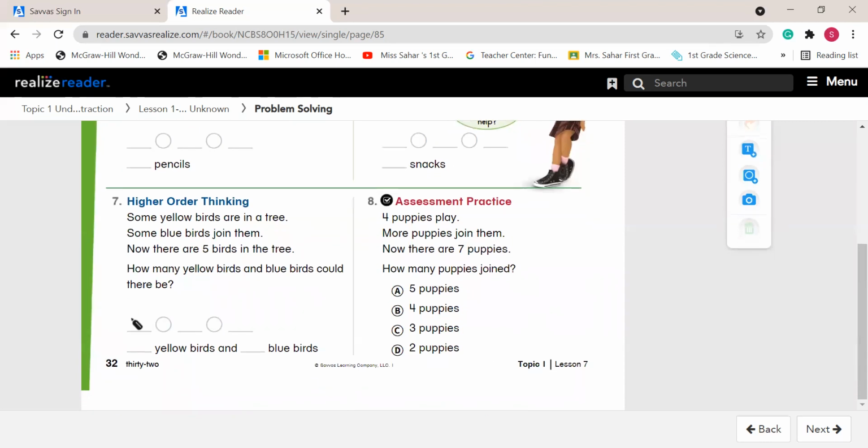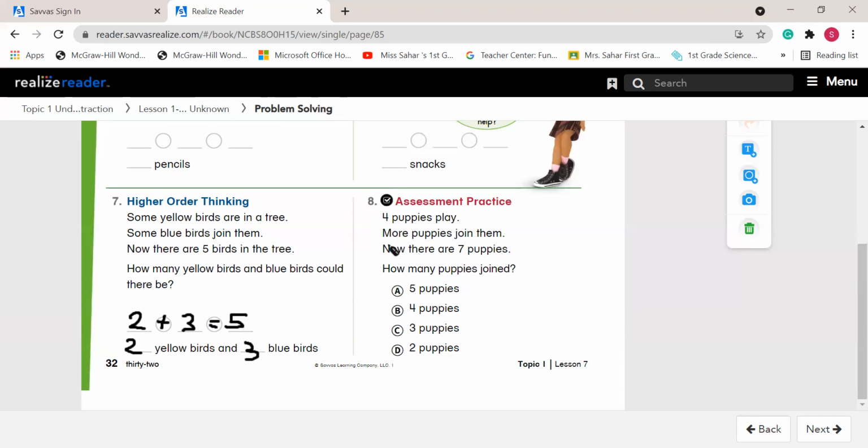And I can say here, for example, there were 2 yellow birds and then 3 blue birds joined them. So now there were total 5 birds on a tree. So how many yellow? I decided to have 2 yellow birds. And how many blue? There will be 3 blue birds. Okay, number 8.